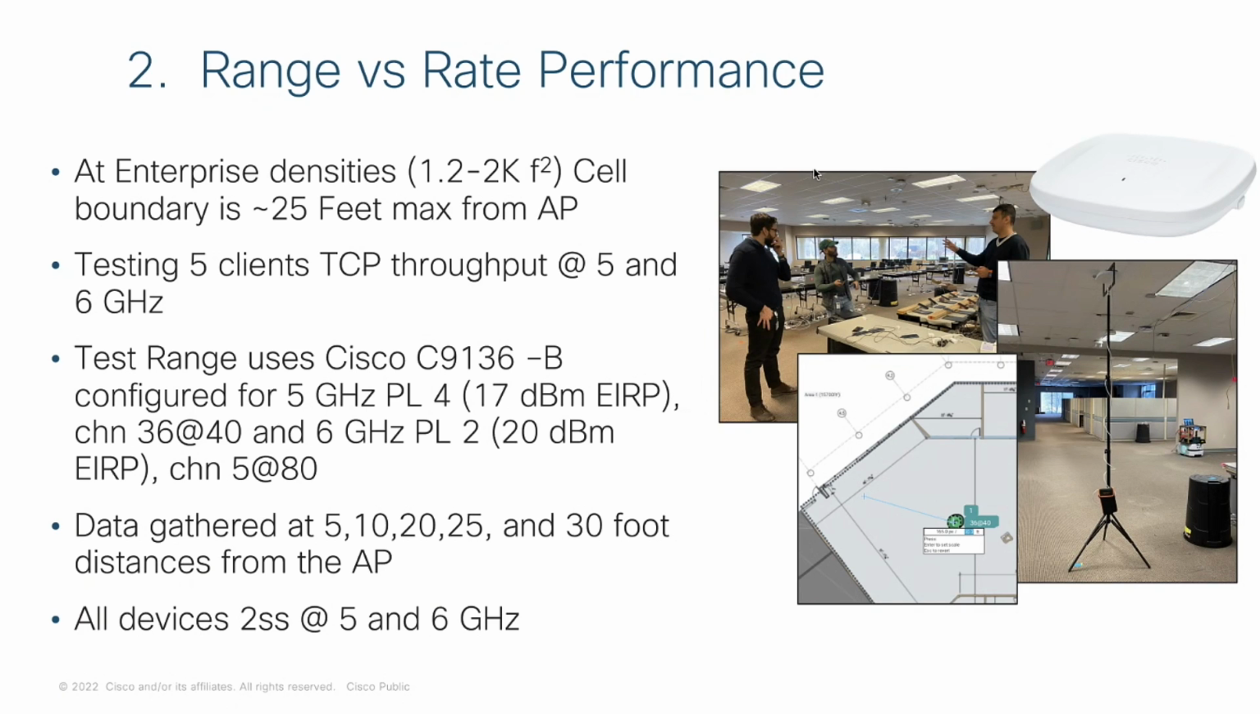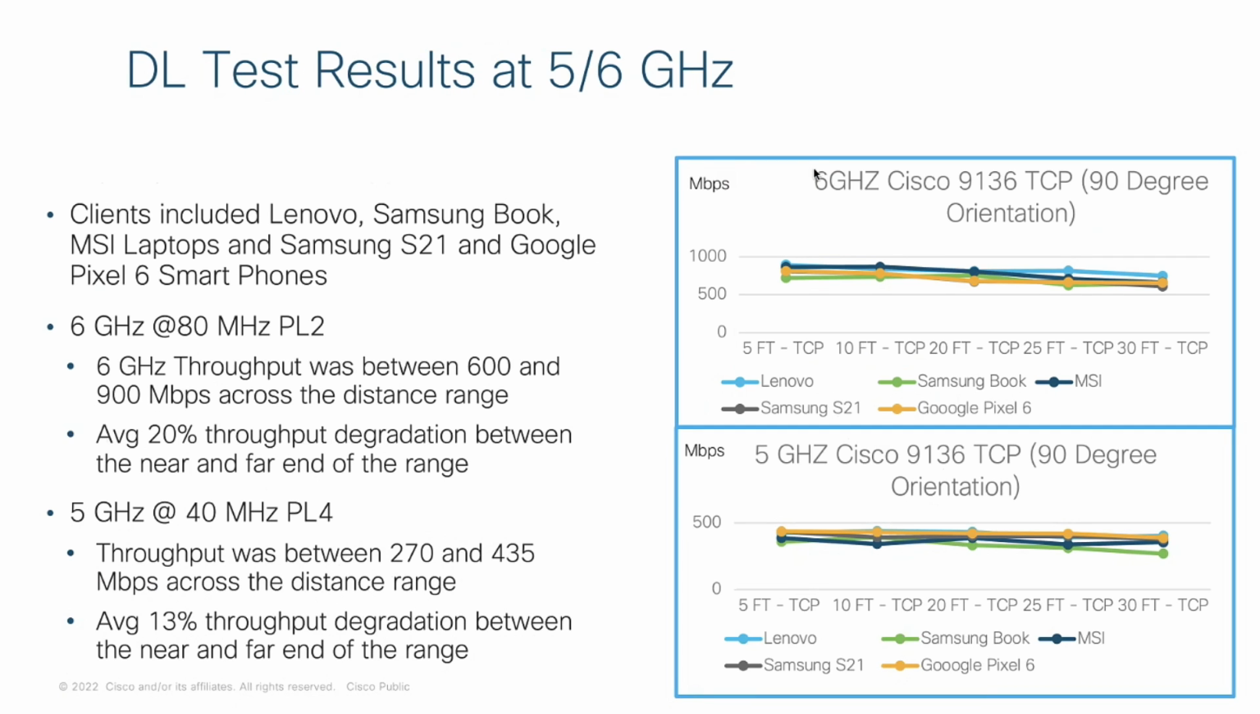We use the same channels, 36 and 5, again, 40 megahertz and 80 megahertz. And then we gathered data on those at 5, 10, 20, 25, and 30-foot distances from the AP. All of the devices are 2 spatial streams. We did this so that we could see the response across the range of the cell.